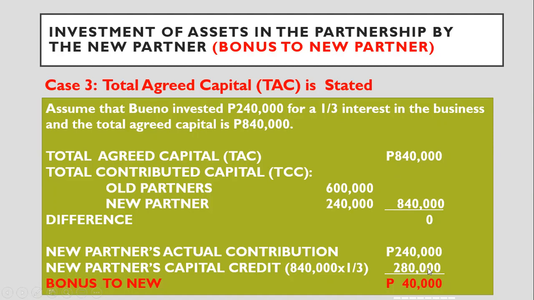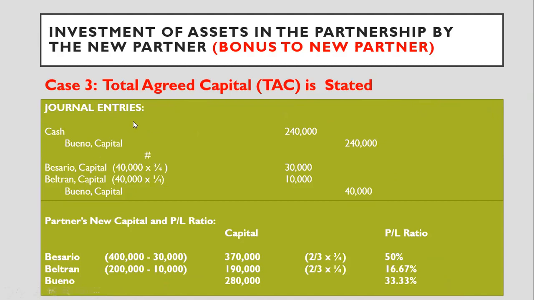Since the capital credit is 280,000 and the actual contribution is 240,000, there is a bonus of 40,000. So how do we account for the investment now? First, record the cash investment of Bueno. Debit to cash, 240,000 and credit to Bueno capital, 240,000.